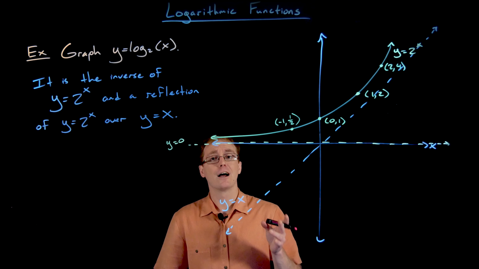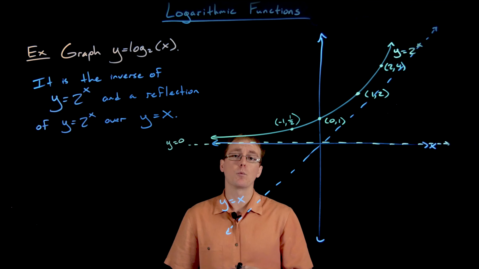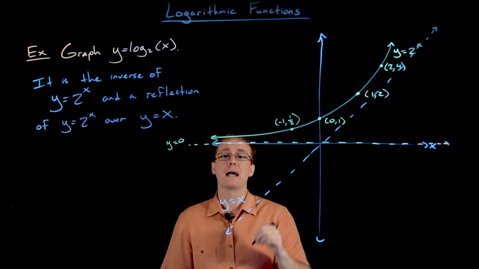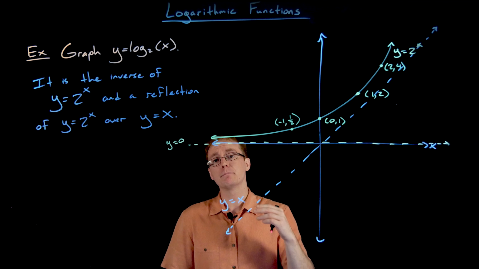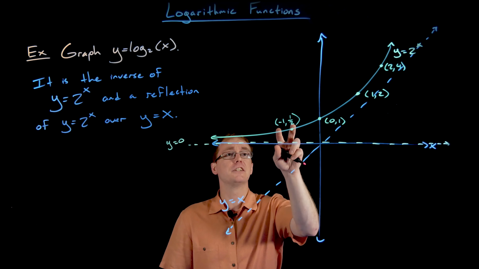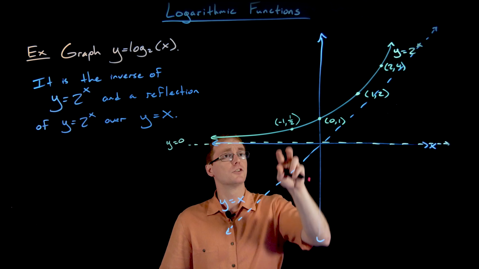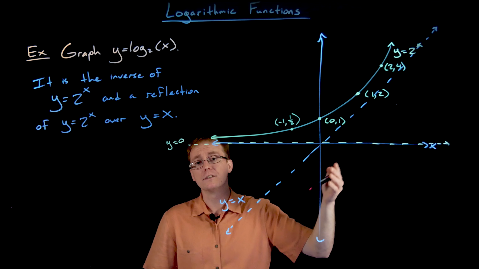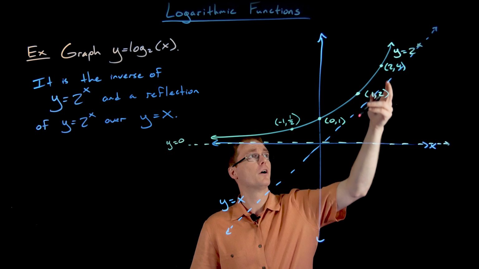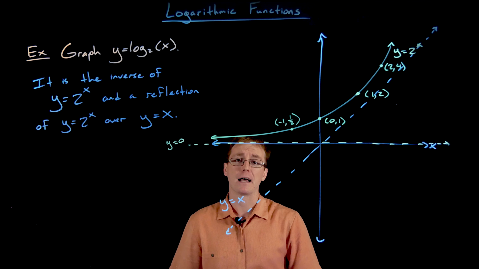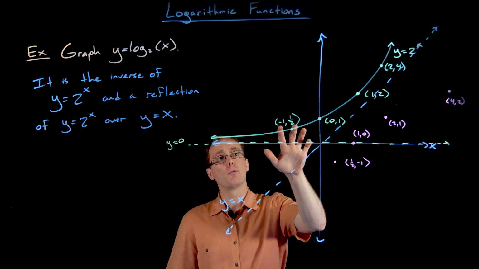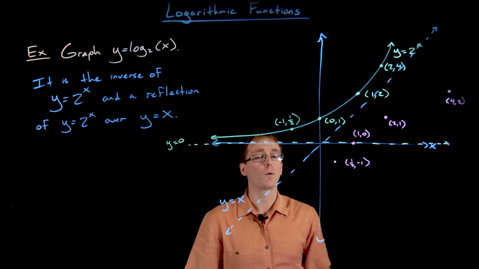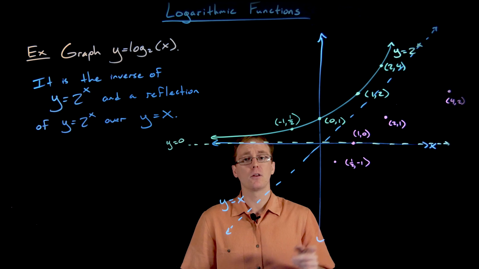And another thing to remember that can help us in reflecting the graph over the line y equals x is that if we have a point like (-1, 1/2) on the graph of the original function, the corresponding point on the graph of the inverse function is just going to have those coordinates switched. So we'll have the point (1/2, -1) on the inverse graph. We'll have the point (1, 0) on the inverse graph, the point (2, 1), and (4, 2) on the inverse graph as well. All right, so if we take those 4 points on the original function and switch their x and y coordinates around, we generate these 4 points on the inverse function. I've gone ahead and plotted those.